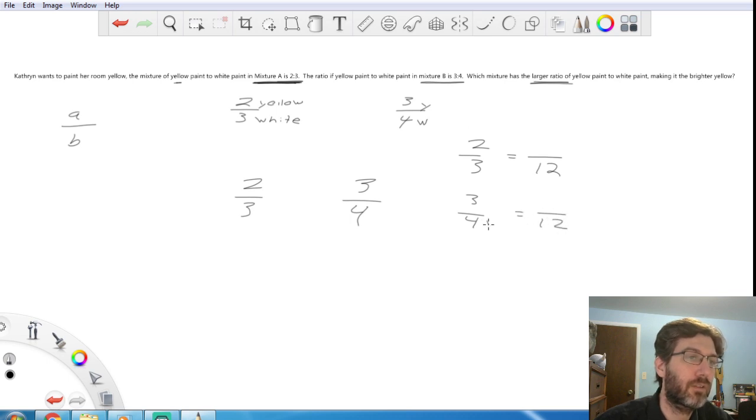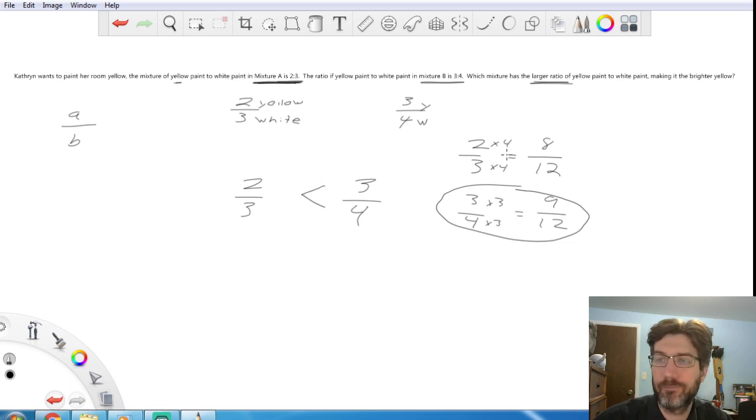And what do you do? 3 times 3, 3 times 4 for that one, 4 times 3 for that one, and you're going to get 8 to 9, and then you see this one here is the larger ratio because 9 is larger than 8. So you know that 3/4 is larger than 2/3. There are other ways to do it. You can use your proportion setup and do your cross multiplying, which we will get into moving on to the next set of notes on the slide.